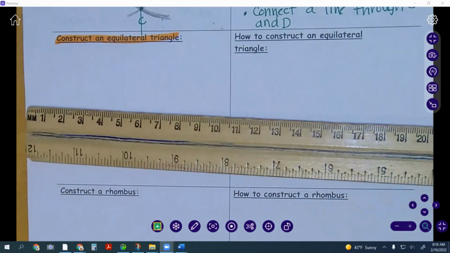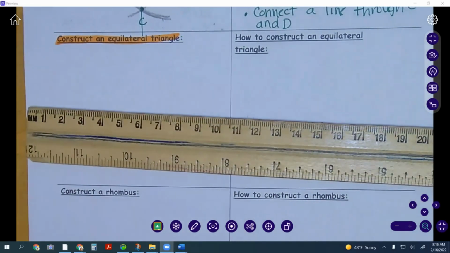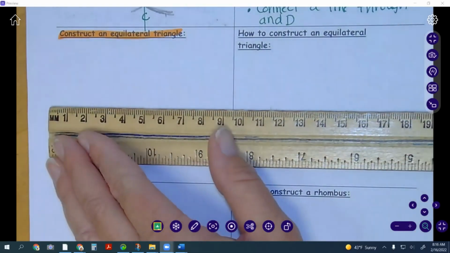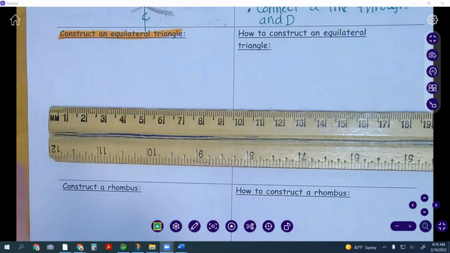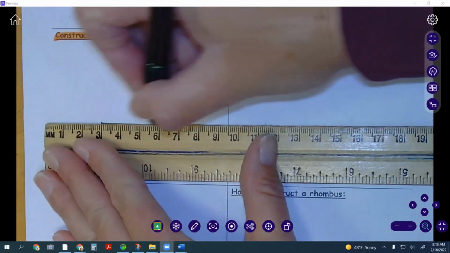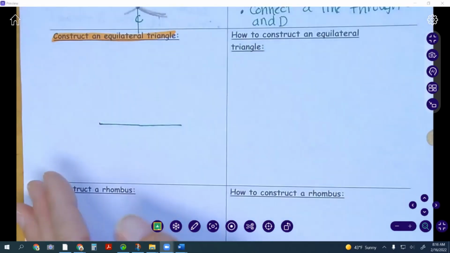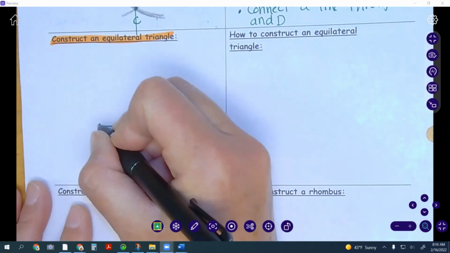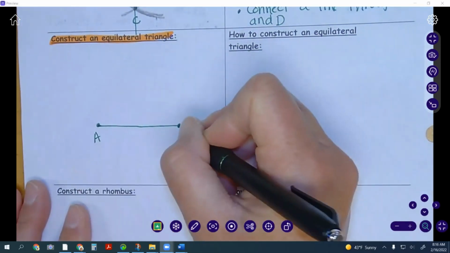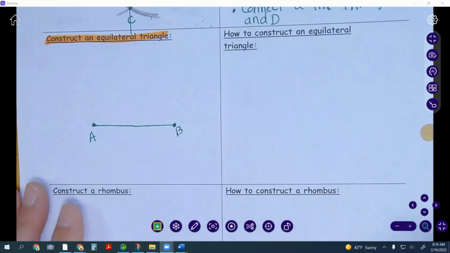So I'm going to pick a radius, a length for my line segment. Don't make it too big because it needs to fit a triangle in this box. Okay? So I'm just going to draw a line segment. I'm going to put endpoints on it. Maybe I call this one A, let's call this one B. Okay, so I just drew a line segment with my ruler.